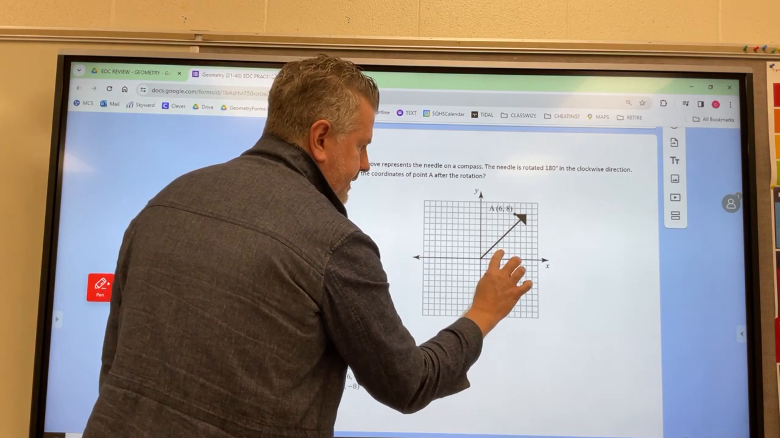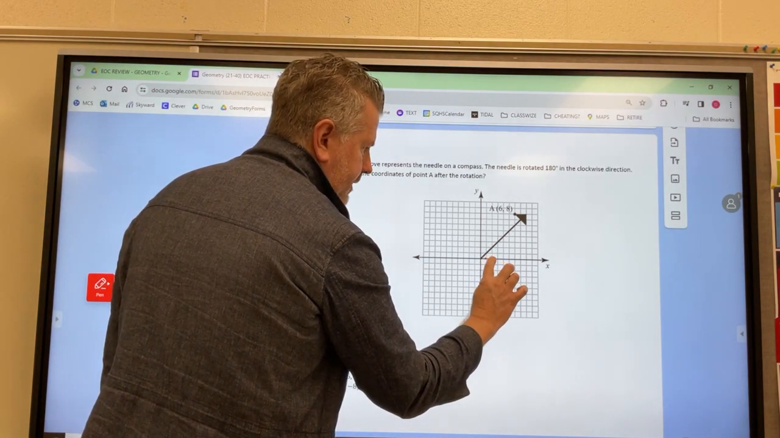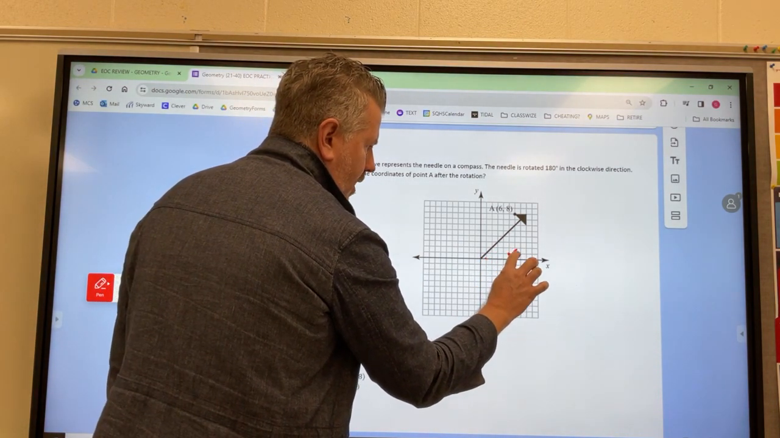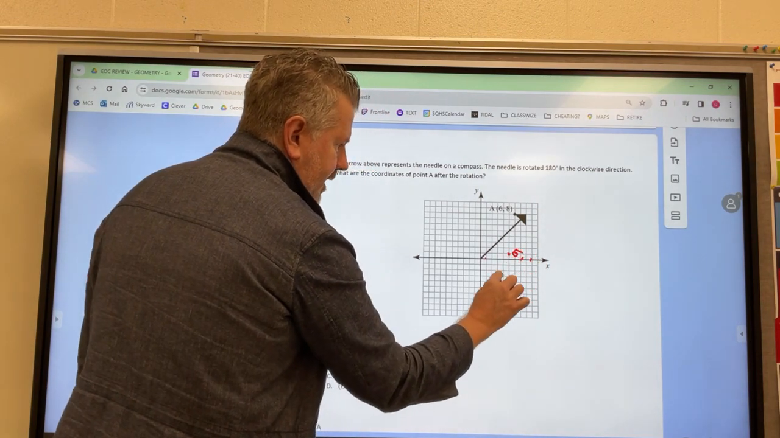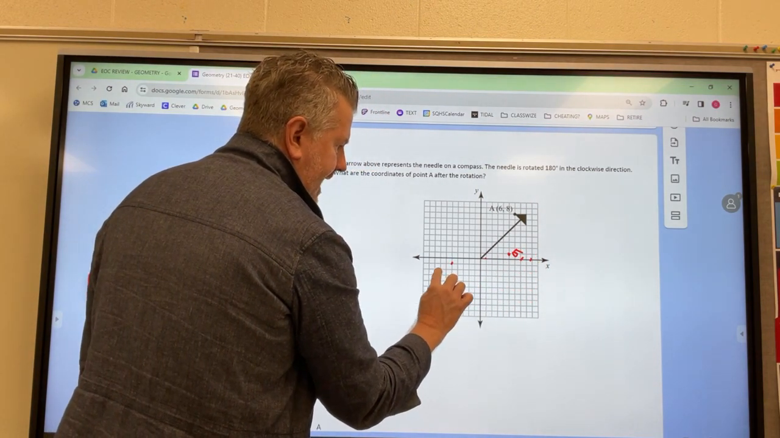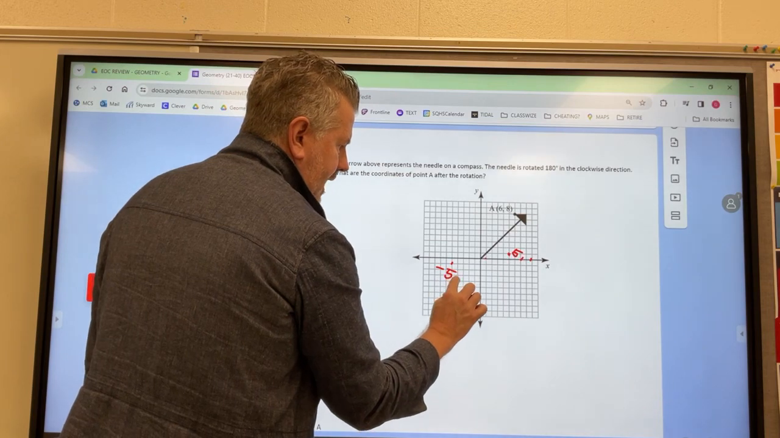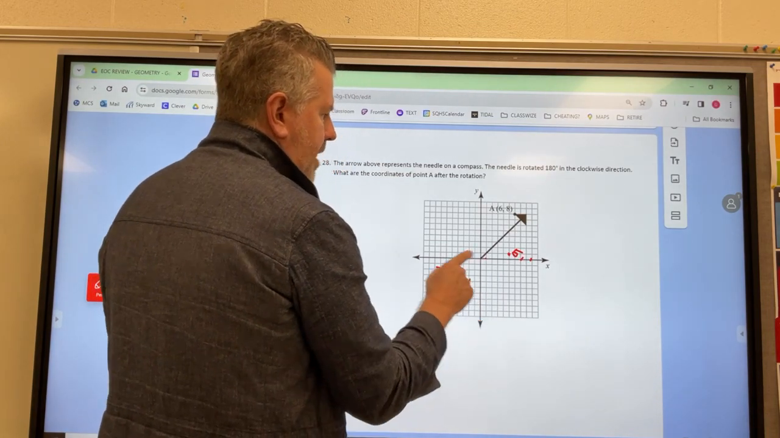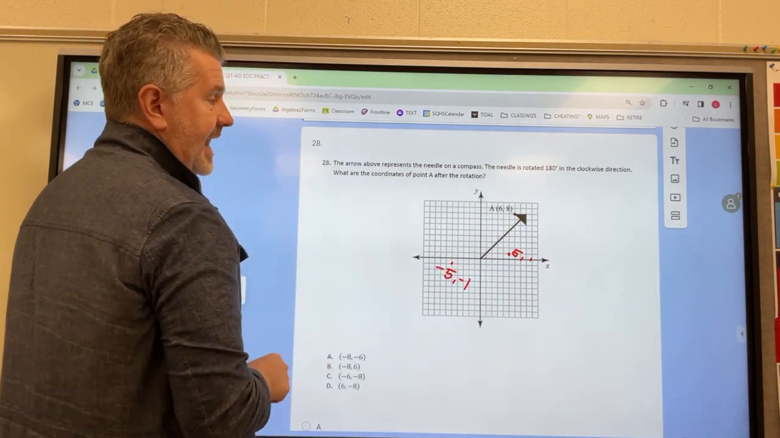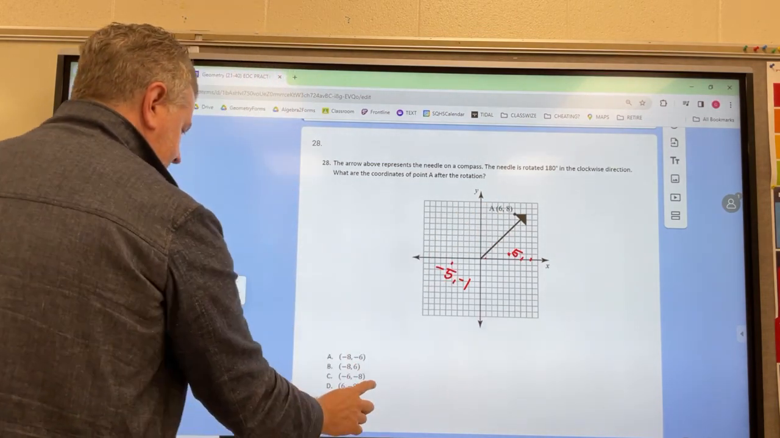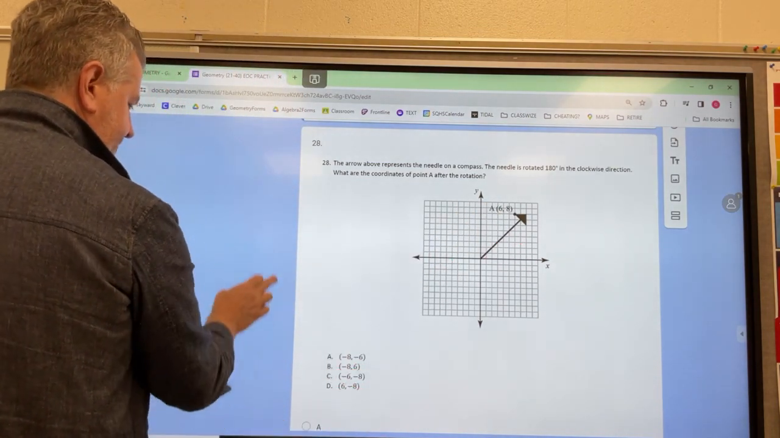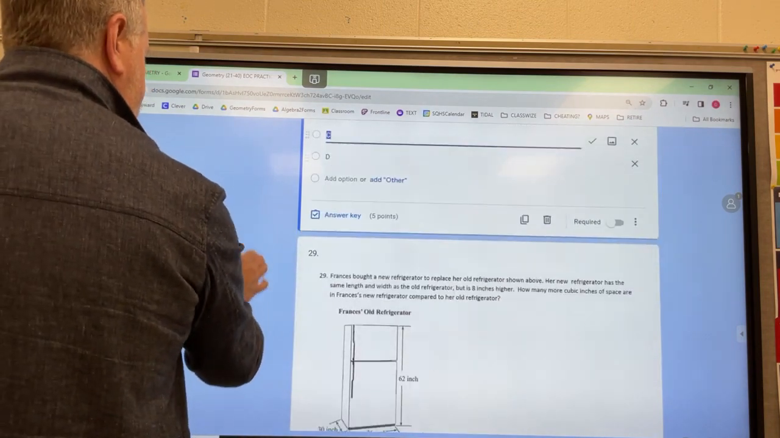What's the rule? So I'm gonna use a simple example here. 1, 2, 3, 4, 5, 1. If I rotated that 180 degrees, it would end up over here at -5, -1. So we're just making them both negative. So -6, -8. We're gonna go with C on that one. All right, C, there it is.